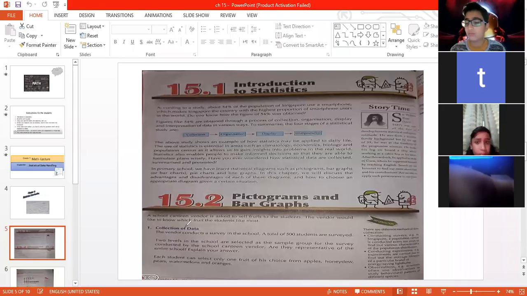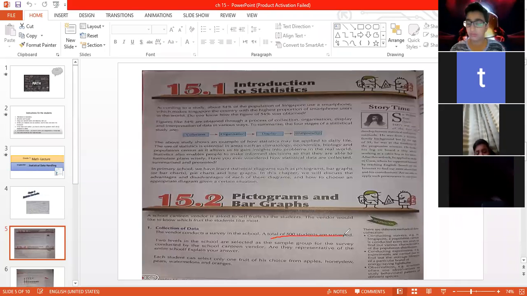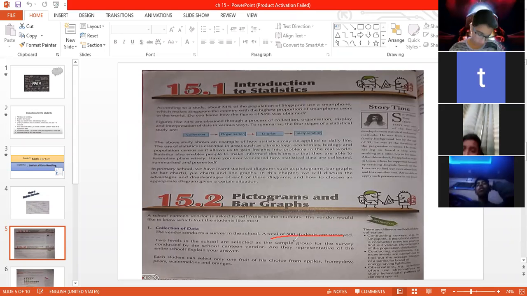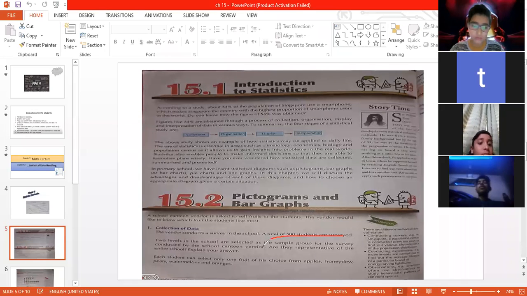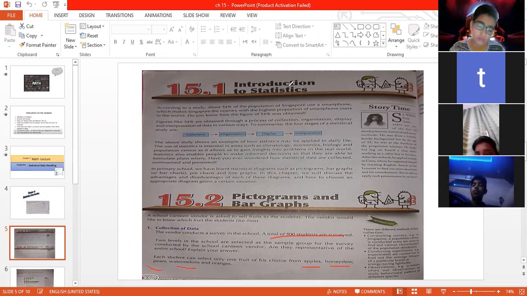First of all, he collects the data. There are a total of 500 students in the school. 2 levels in the school are selected as a sample group for the survey conducted by the school's canteen vendor. Are they representative of the entire school? Each student can select only one fruit of his own choice, from the fruits: apple, honeydew, pears, watermelon, and oranges.